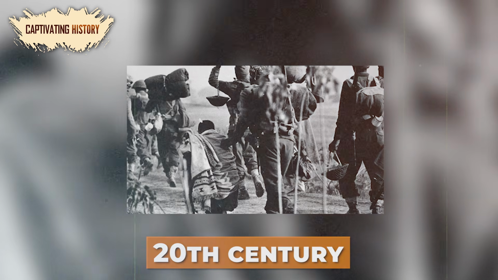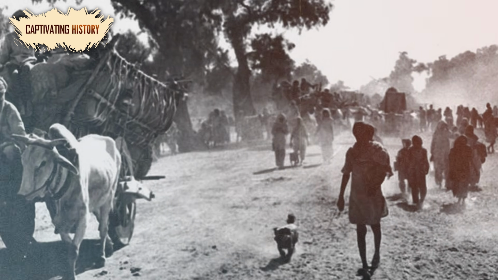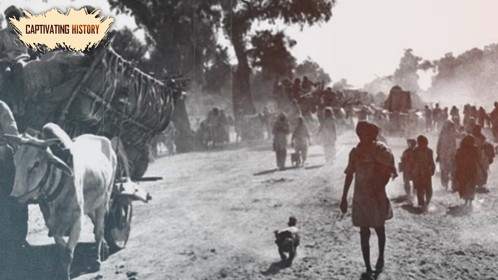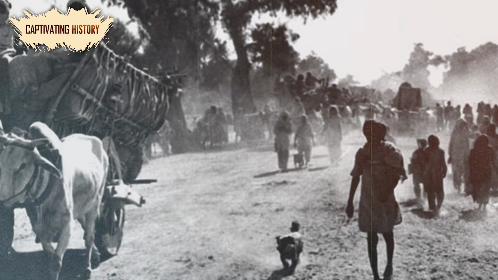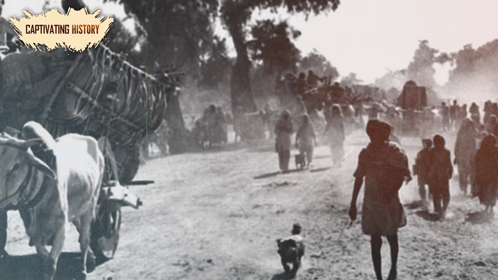Conclusion: the partition of India was one of the most momentous and traumatic events of the 20th century. It marked the end of colonial rule, but also the beginning of new rivalries, ruptures, and reckonings. Nearly 15 million were displaced, up to 2 million dead, and millions more were marked forever by grief and survival.